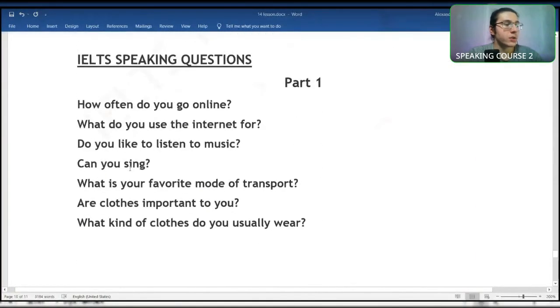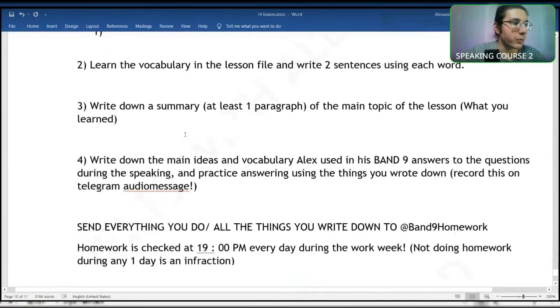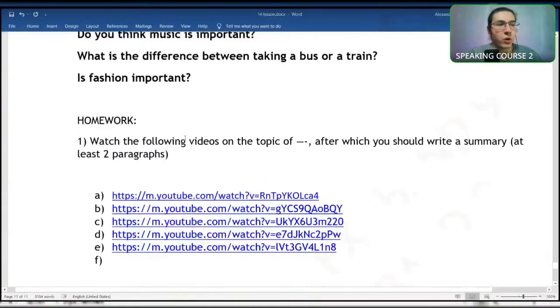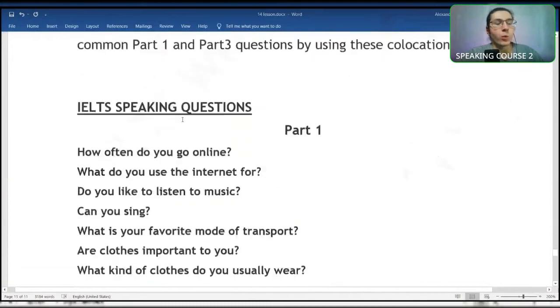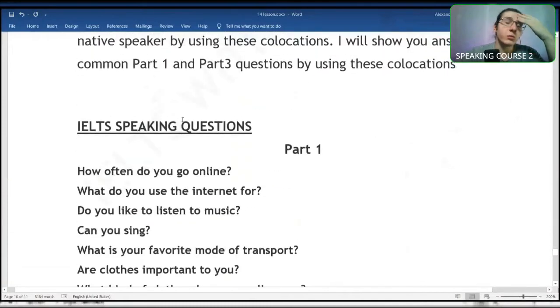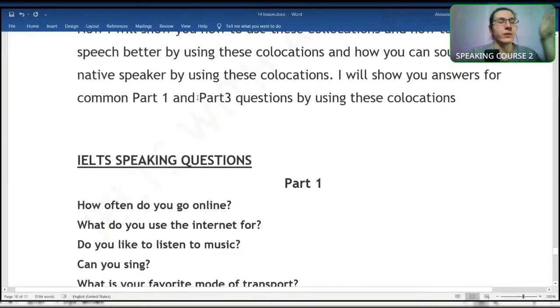Okay. So today we have part 1 and part 3. I'm going to be answering some of these questions. Maybe we even have time for all of them. Remember, part 1 is around 2 to 3 sentences, so I'm not going to be giving too long of an answer for part 1.